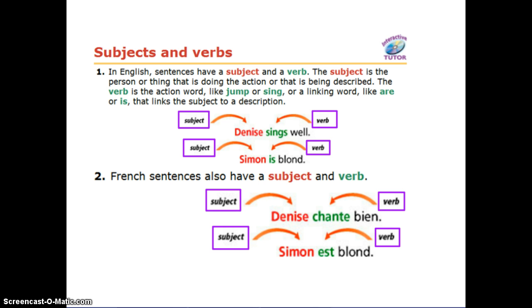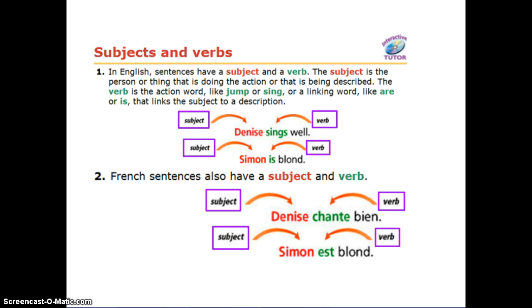In English, sentences have a subject and a verb. That's what a sentence is by definition. The subject is the person or thing that is doing the action, or the person or thing that is being described. That's the only thing that gets a little tricky. So it's basically the person or thing that the whole sentence is about.